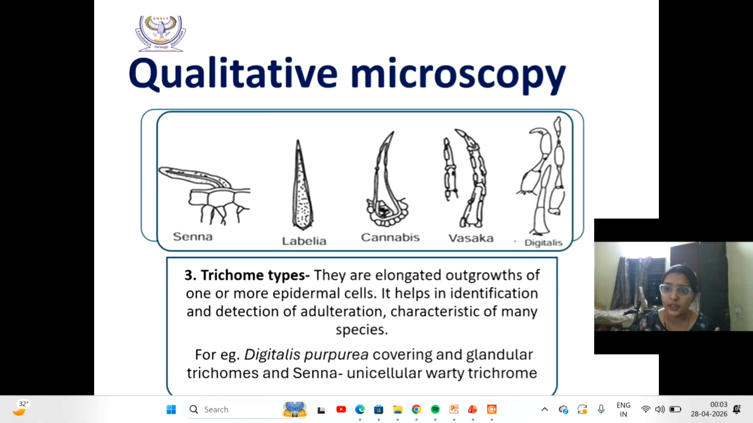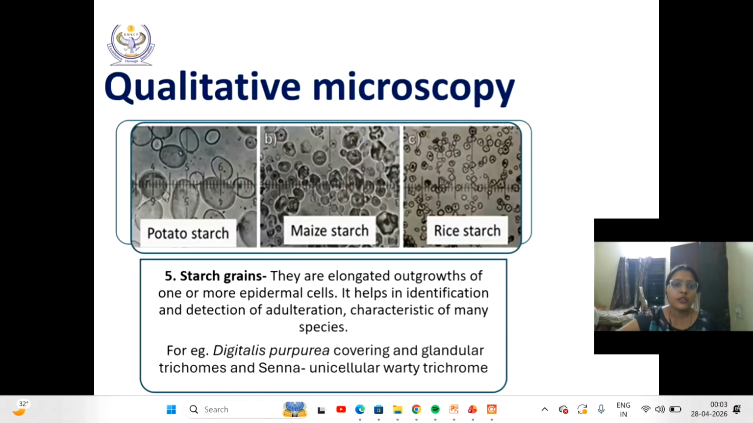हमारे पास कोई ड्रग आई, हम उसका ट्राइकोम टाइप देखेंगे और चेक कर लेंगे कि वो ऑडल्ट्रेटेड है कि रियल। सो कैरेक्टरिस्टिक ऑफ मैनी स्पीसीज कुड बी सीन। एग्जाम्पल इज लाइक डिजिटलिस purpurea कवरिंग एंड ग्लैंडुलर ट्राइकोम। ग्लैंडुलर ट्राइकोम होता है डिजिटलिस purpurea में, while senna has unicellular waxy trichomes. This is very important, note it up, okay. Next we'll see that starch grains. So starch grains are like potato starch grains, maize starch grains, rice starch grains.